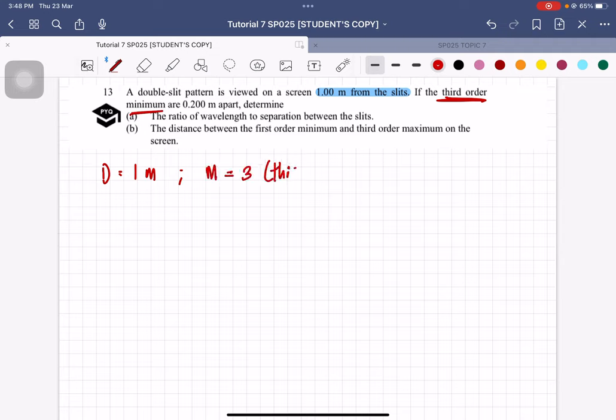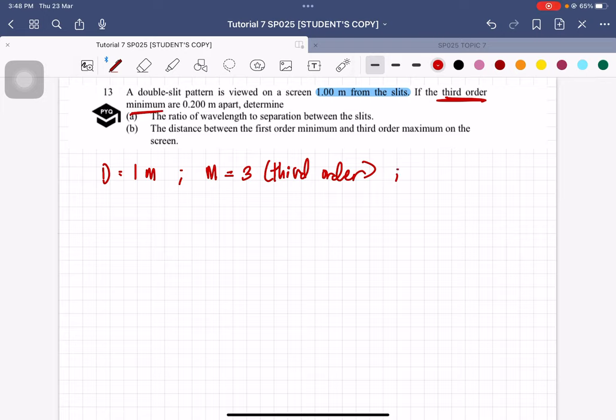Sebab dia mention di situ third order. Kalau dia sebut third dark fringe, third dark, maksudnya M kamu akan equal to 2. Okay, jangan lupa macam tu. So dia ada differences lah. So M is gonna be equal to 3, and this is minimum, so we are using dark fringe punya formula.